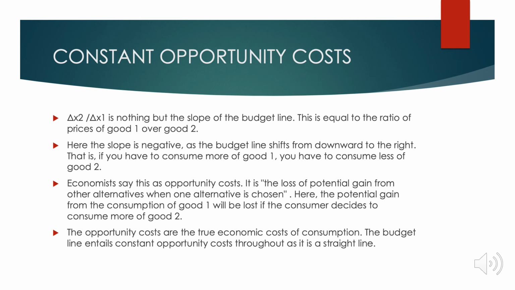It is the loss of potential gain from other alternatives when one alternative is chosen. Here the potential gain from the consumption of good 1 will be lost if the consumer decides to consume more of good 2. The opportunity costs are the true economic cost of consumption. The budget line entails constant opportunity cost throughout as it is a straight line.